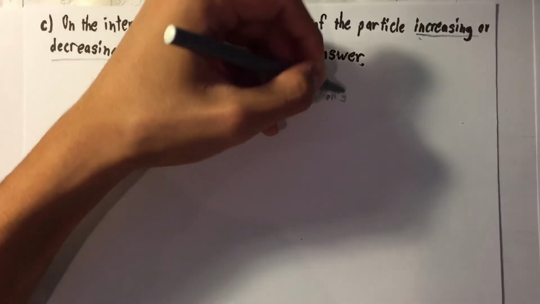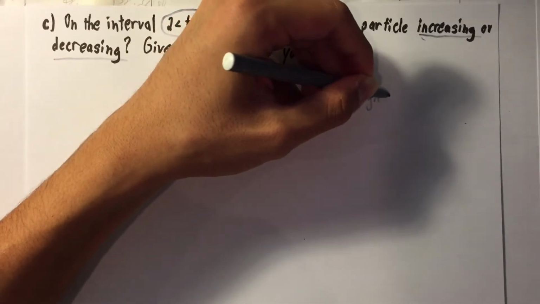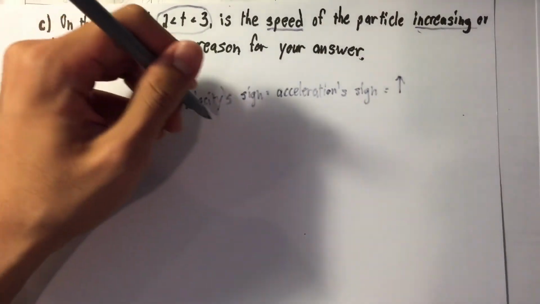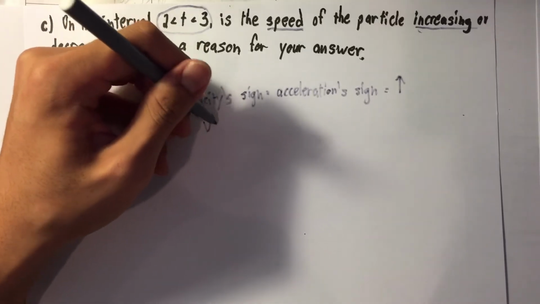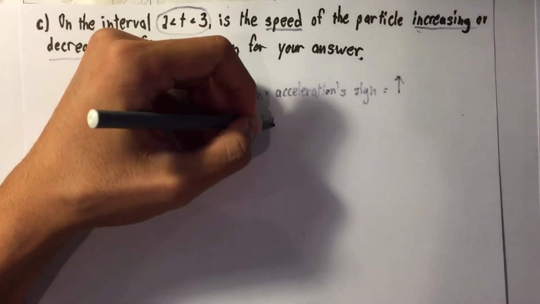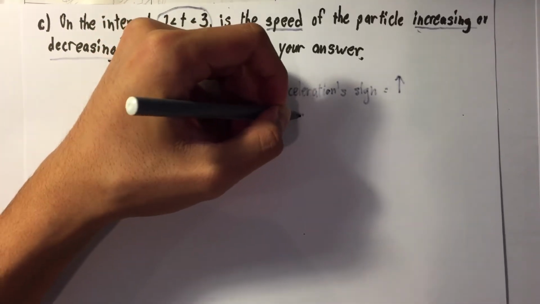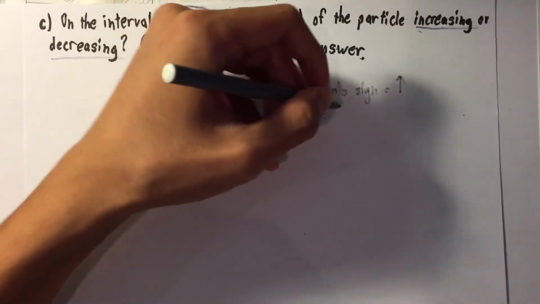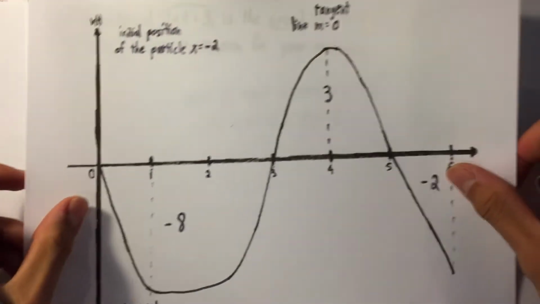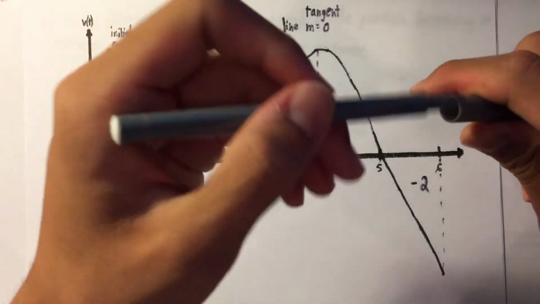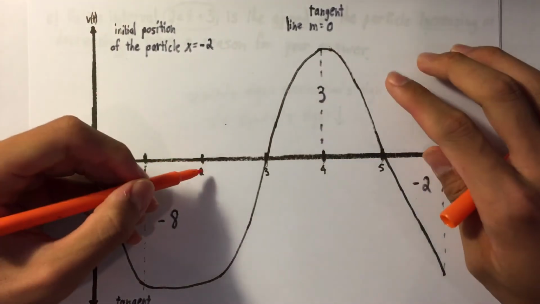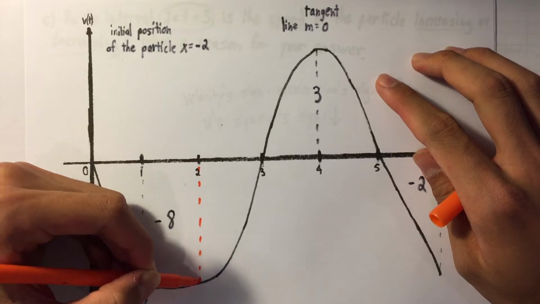So equal signs means increasing. However, vice versa, if v's sign is not equal to the acceleration sign, and acceleration I'm just going to write as a, so if they do not equal each other, that means that the speed is decreasing. In order to look at their signs, we have to refer to the velocity versus time graph. So our interval here is between 2 and 3.